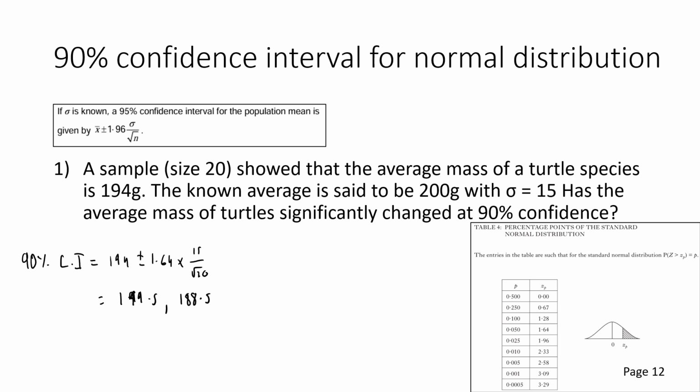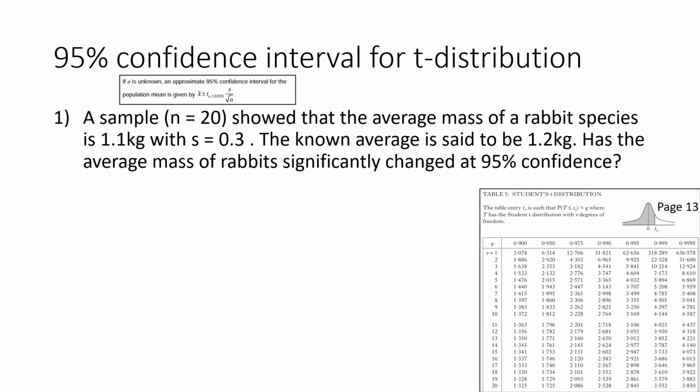And since 199.5 is smaller than 200, we can say at 90% confidence that the average mass of turtles has significantly changed. So there's a 10% chance that we've just proven a wrong positive here, but there's a 90% chance that we are correct. Now let's find confidence intervals for t-distributions.